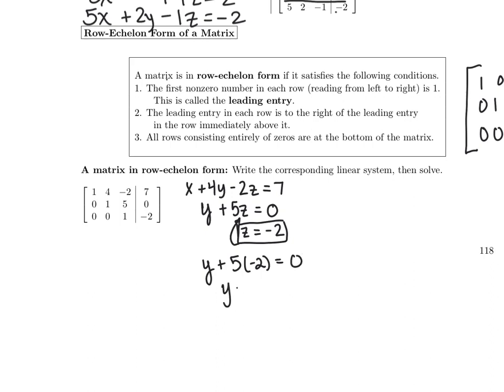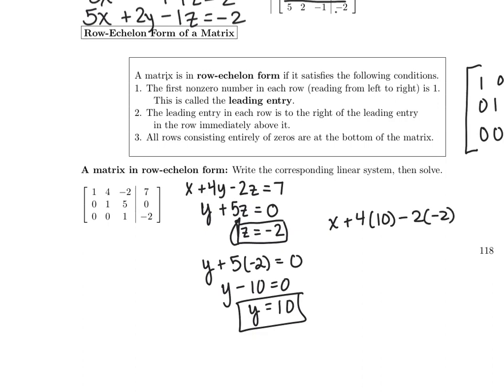So y minus 10 equals 0. So y is going to equal 10. And then we can substitute back into the original. We don't know what x is. Plus 4 times 10 minus 2 times -2. So I'm subbing that z in there, this y in here, and that equals 7. And then I solve.